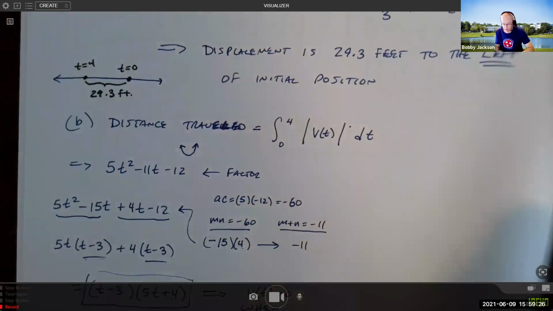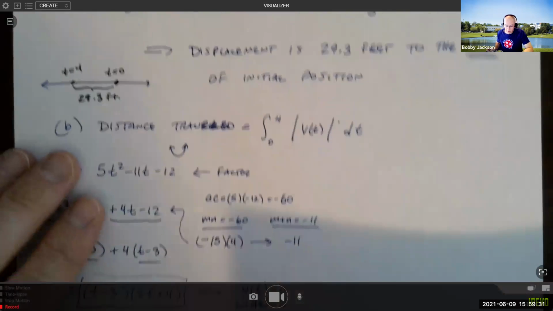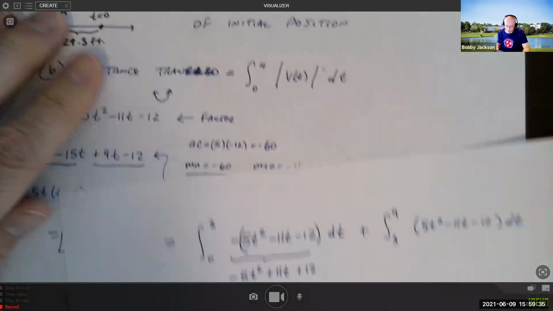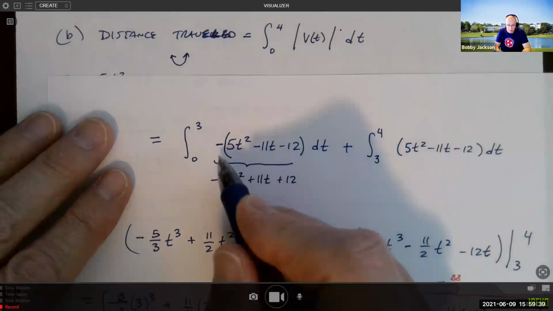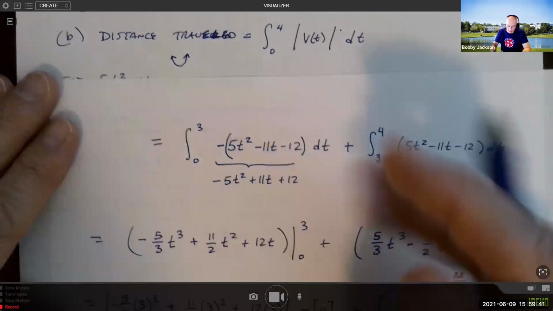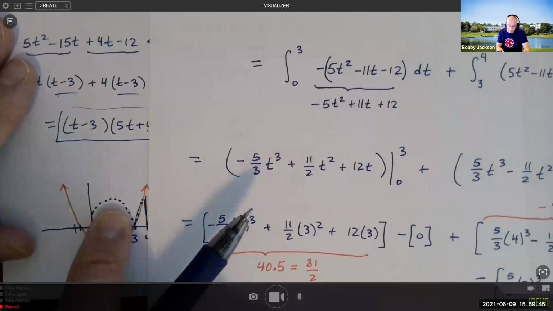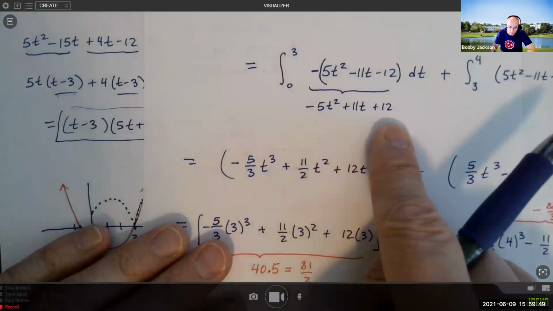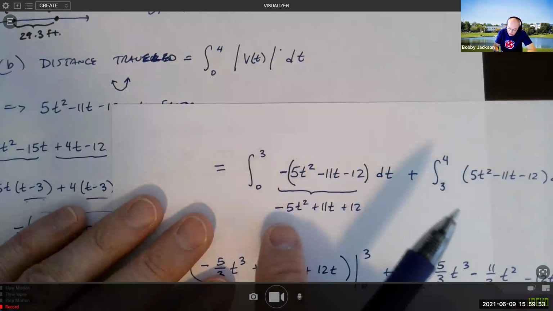And so going back to our original integral, right? Here's our velocity function again. So I'm going to integrate from 0 to 3, but I need to multiply by negative 1 to flip it up, right? Because that piece right there has to be positive. Flip that up, right? So negative 5t squared plus 11t plus 12. Notice I distribute that negative through and change the sign of everything.